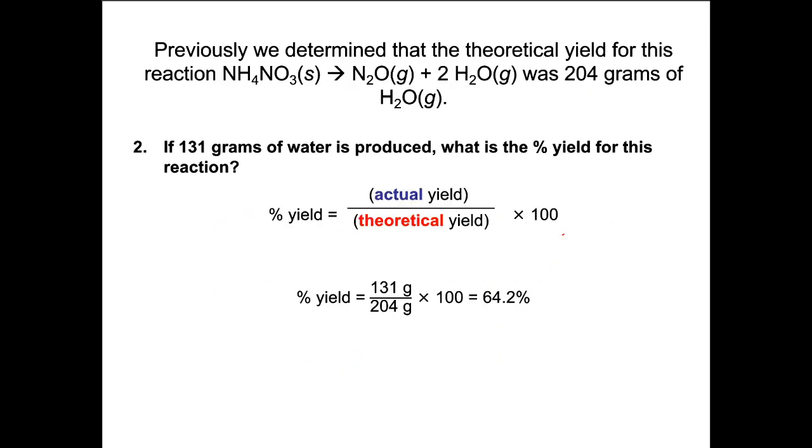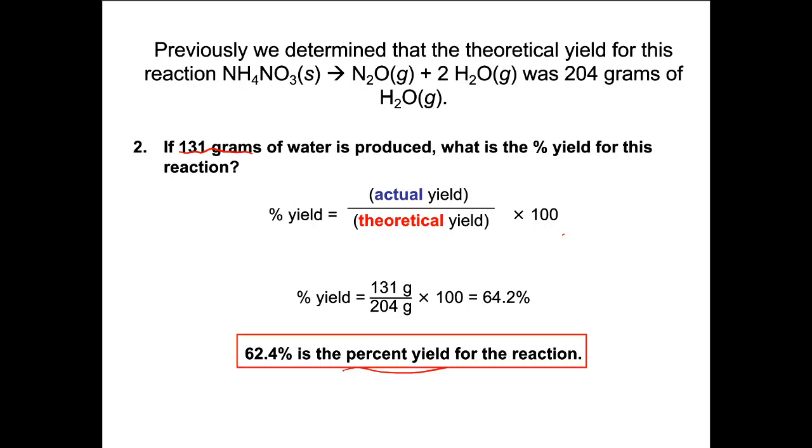So we'll just plug that in. 131 is what they're saying our actual yield was. So our actual, 131, divided by 204 times 100 gives us 64.2%. So this would be our percent yield. That's really all there was to it.